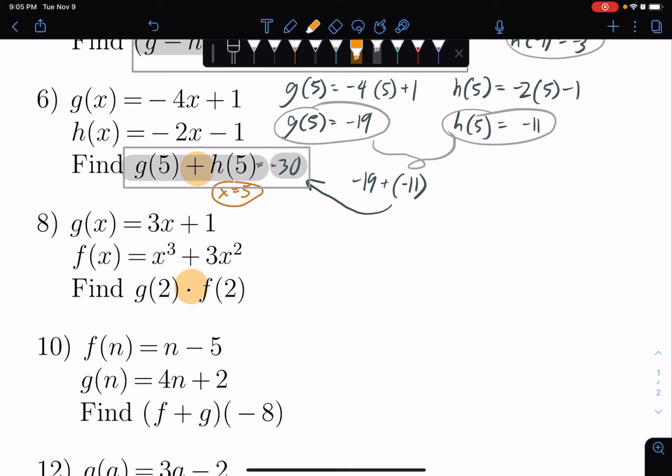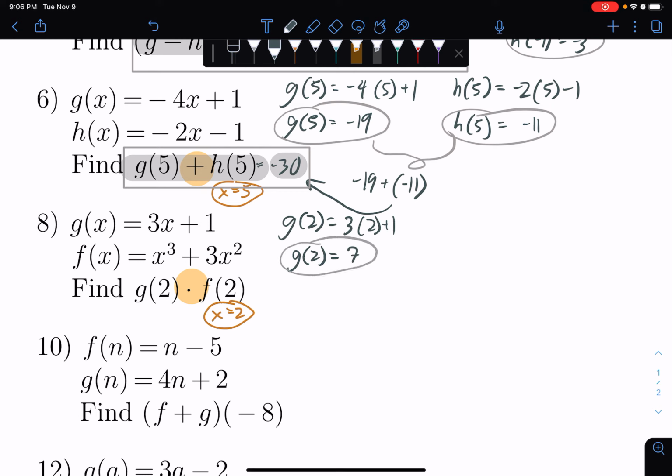So we acknowledge that our operation is multiplication and our x is equivalent to 2. So we have g of x. So in other words, we have to solve for g of 2. It's equivalent to 3 times 2 plus 1. G of 2 is equivalent to 6 plus 1, which is 7.